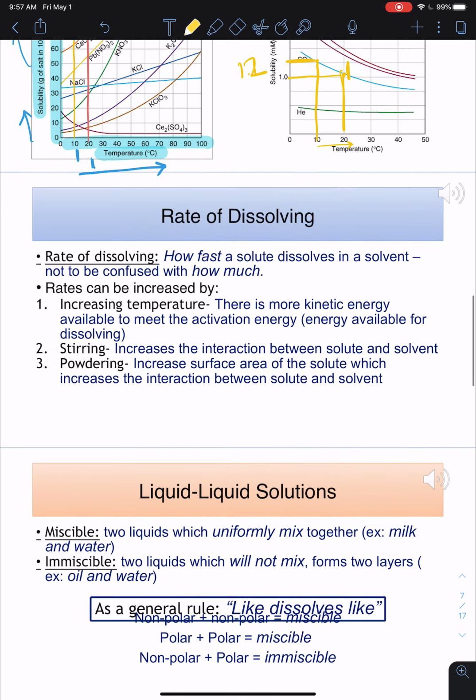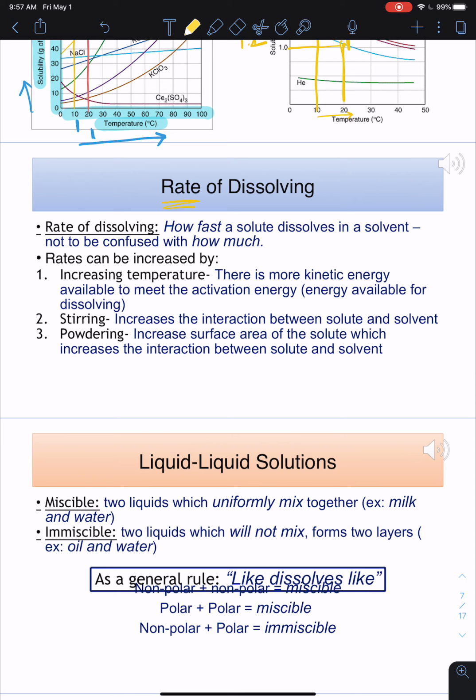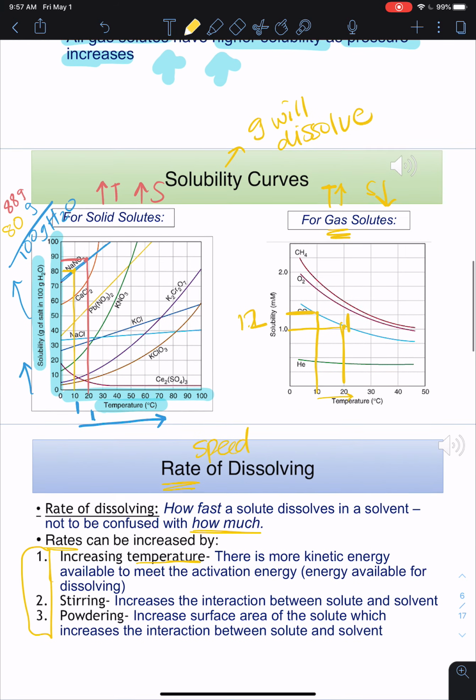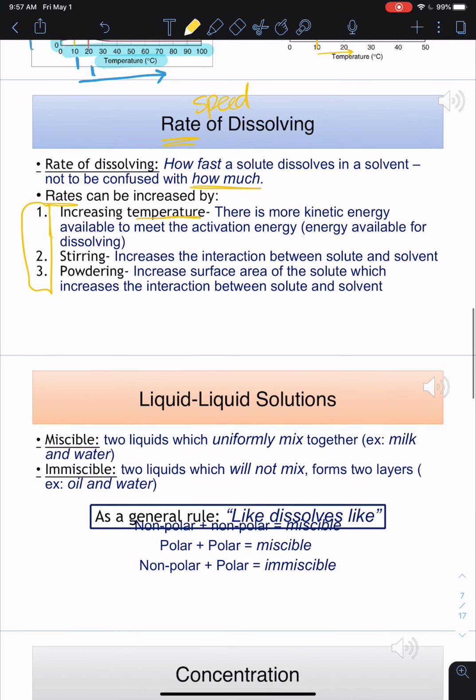Okay, the rate of dissolving, anything with rate is talking about the speed. So how fast will it dissolve? Just because it will dissolve faster does not mean you're changing the amount. So it should not be confused with how much. Temperature can also affect the rate. Now, temperature is the only one of these three that will also affect the solubility itself. So temperature is playing a double role here. It will increase the rate and it will also increase the solubility.